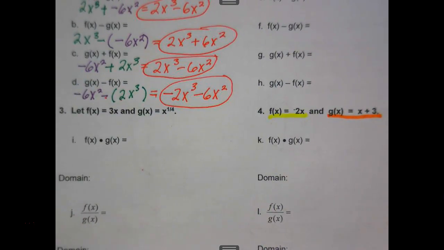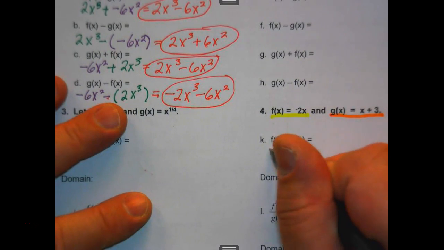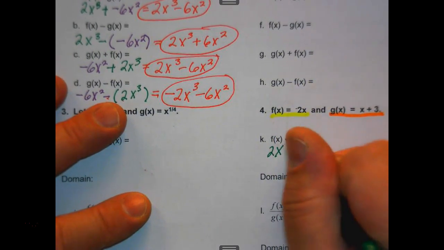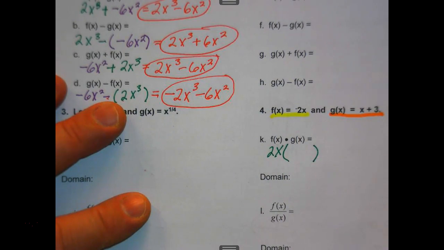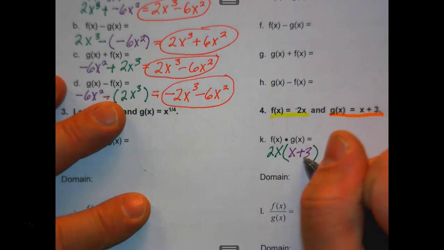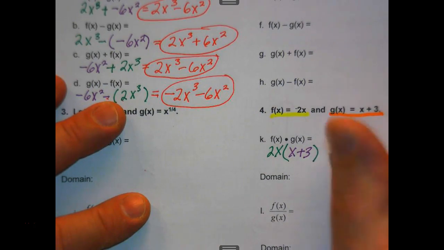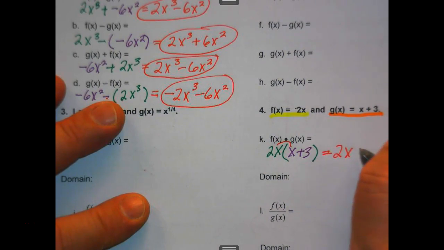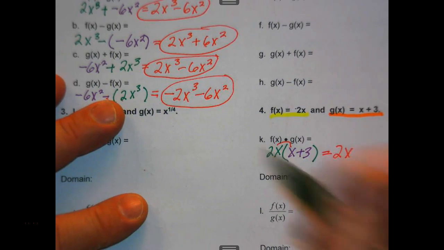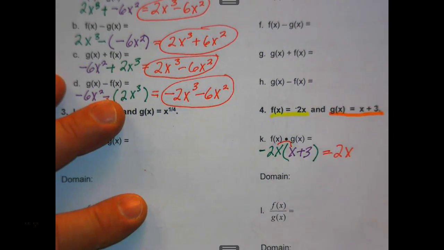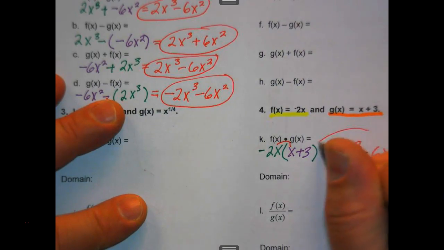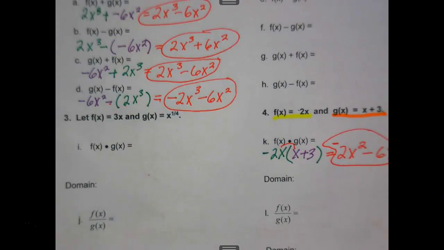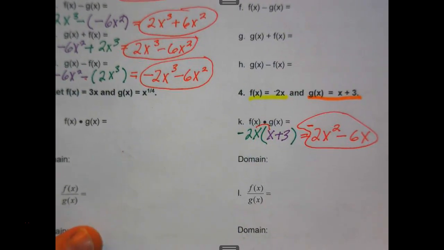Okay, multiplication. The f of x is 2x times the g of x, which is x plus 3. So I have to distribute 2x times x. Is there a negative? Oh, that is a negative, isn't it? There is a negative there. So I have negative 2x squared minus 6x. And my domain can be anything, right?